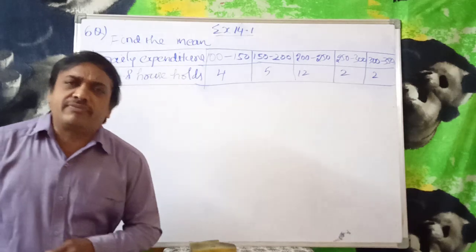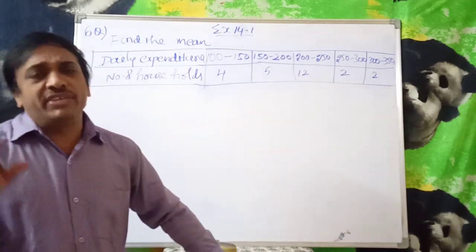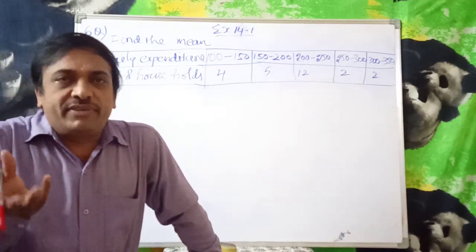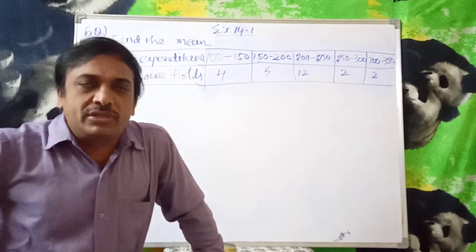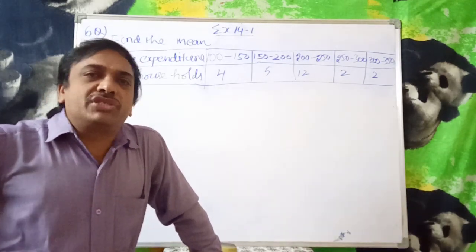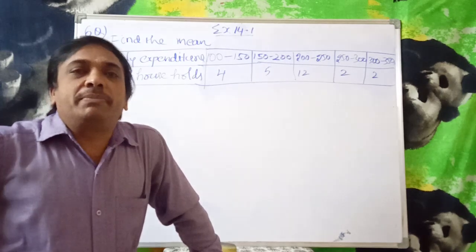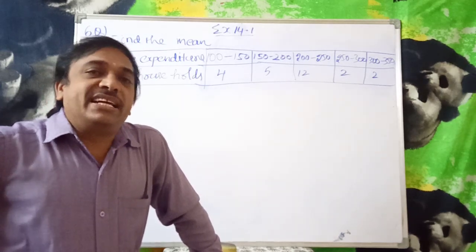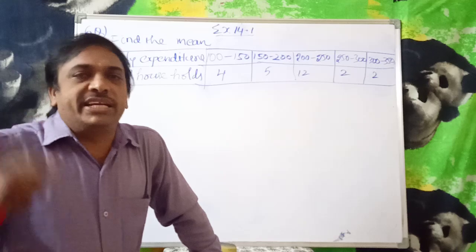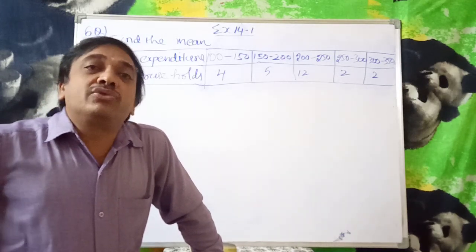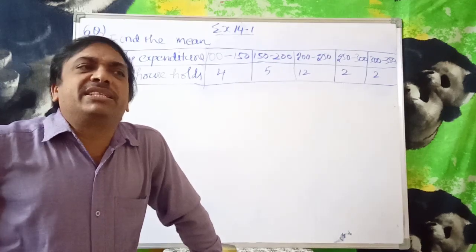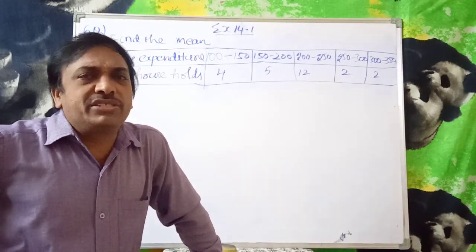Daily expenditures of 25 households: in a survey of a locality, 25 people's data was collected. Everyone look into the textbook and read the question once. The daily expenditure data between so and so ranges is given, and now you find the mean by using a suitable method. Which method is suitable?